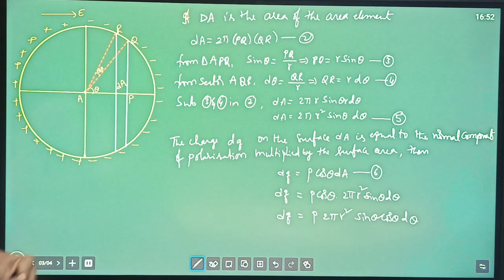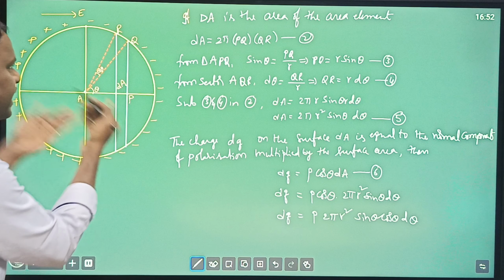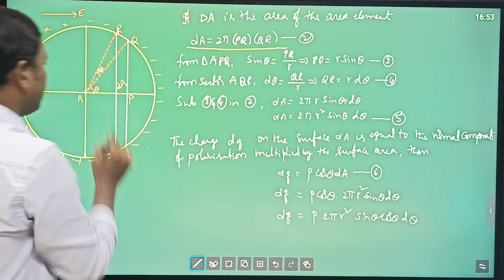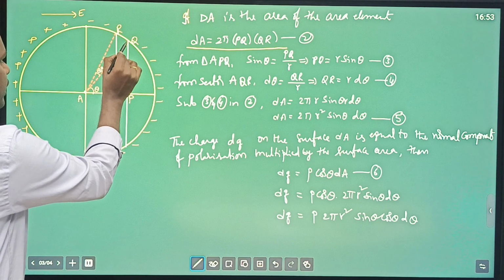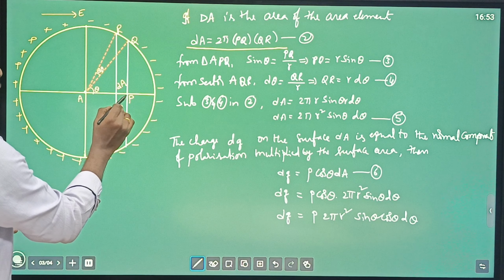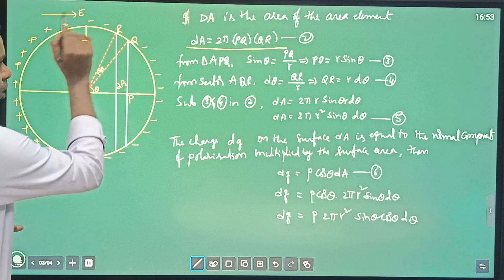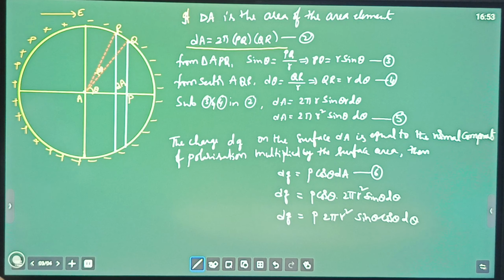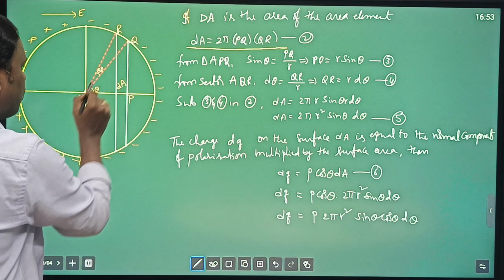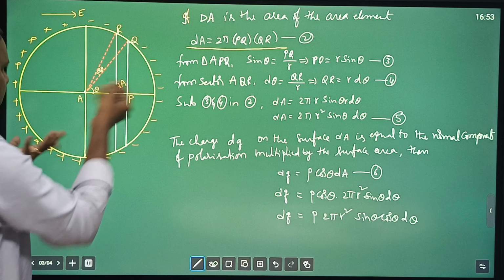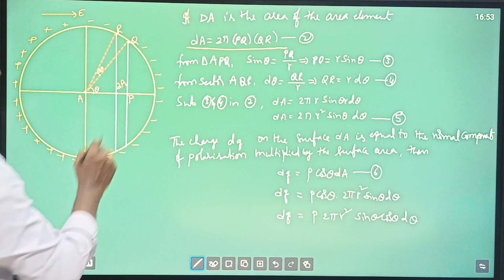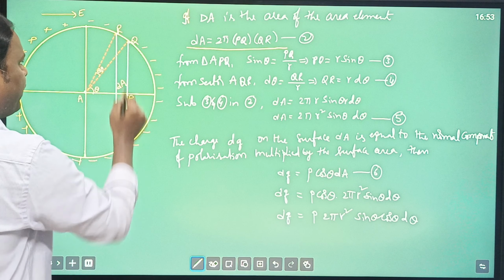If dA is the area of the area element, then dA can be calculated as dA is equal to 2 pi into PQ into QR. Now we can calculate the values of PQ and QR from this small triangle APQ. Here it is a triangle and we know one angle. We can calculate any side. From this we can calculate the value of PQ.